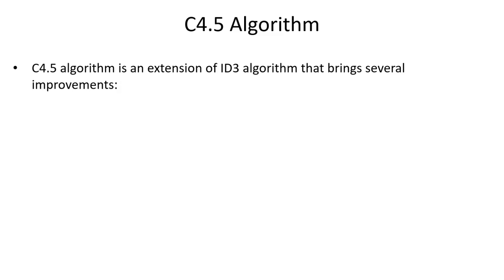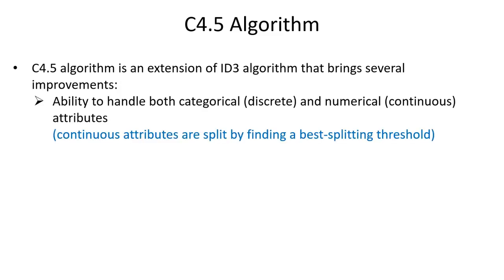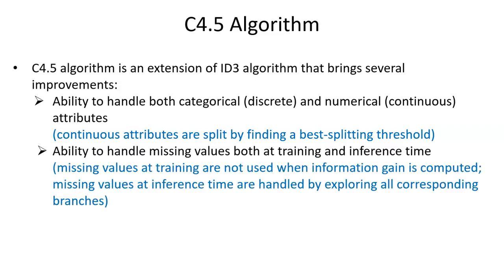The C4.5 algorithm is very popular and is one of the best algorithms. It is an extension of the ID3 algorithm, which brings several improvements: the ability to handle both categorical and numerical values, because as we saw, numerical values were not properly handled by normal decision trees. Continuous attributes are split by finding the best splitting threshold value. It can also handle missing values at both training and inference time.